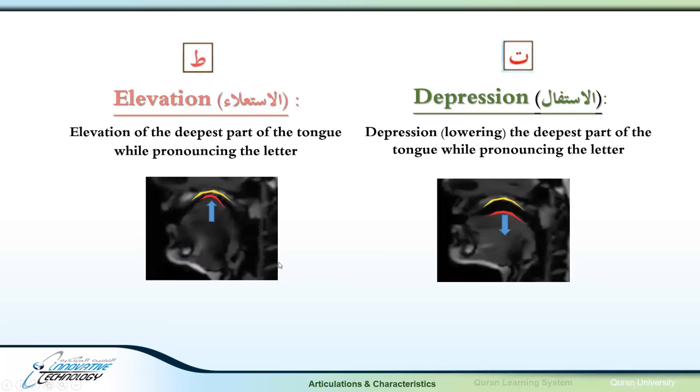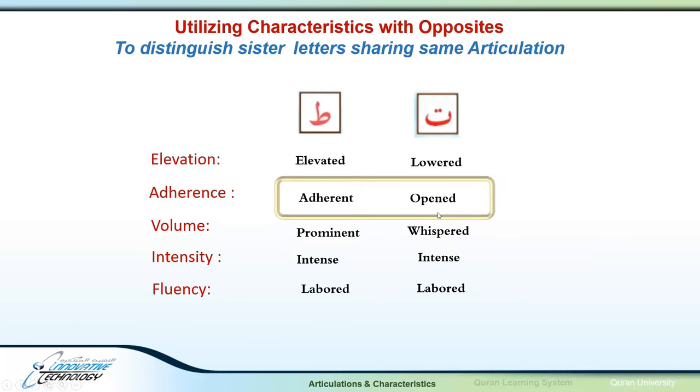Now, the elevation has 7 letters. It's a characteristic of 7 letters, which are those: kha, sad, dad, gha, ta, qaf, dha. While the depression is a characteristic of all the remaining letters of the alphabet. Now we're going to go to the next pair of opposite characteristics.